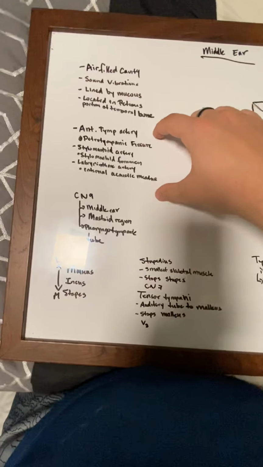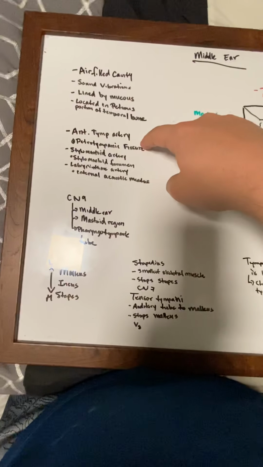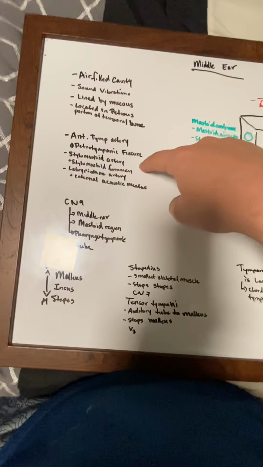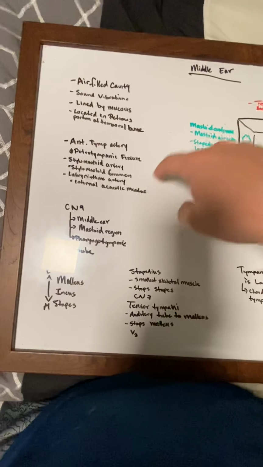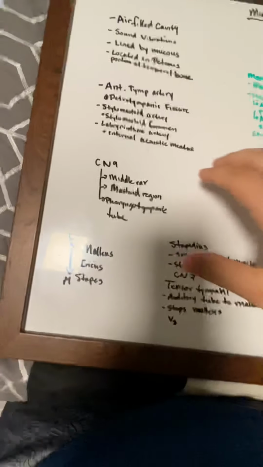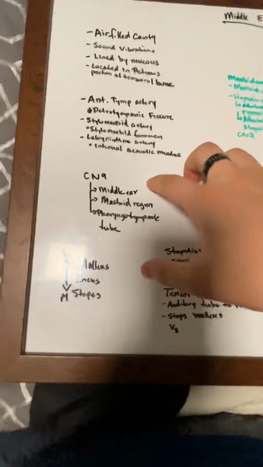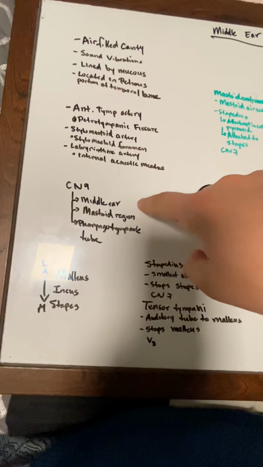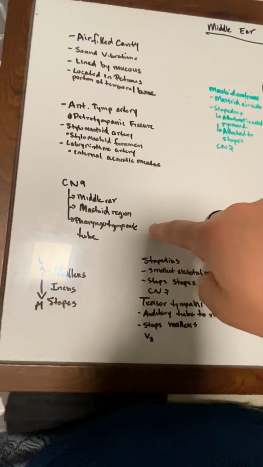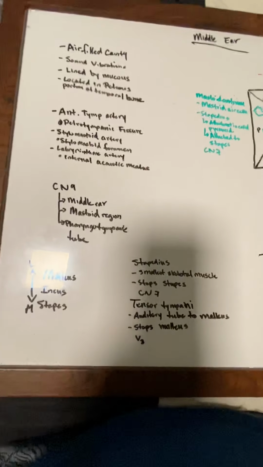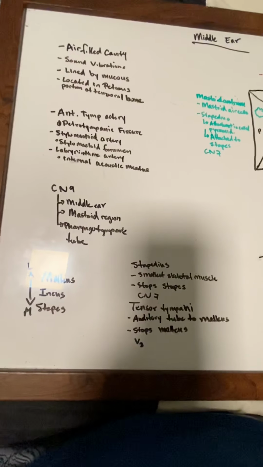Here are some arteries. So the anterior tympanic artery goes through it, the stylomastoid artery, and the labyrinth artery run through it. It's innervated by cranial nerve 9: the middle ear, mastoid region, and the pharyngotympanic tube. So that tube is also called the auditory tube or the eustachian tube.